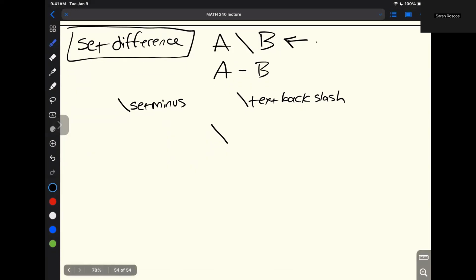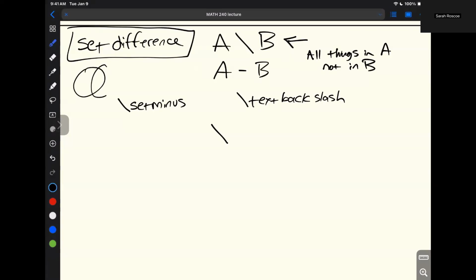And so if we were looking at the difference of A and B, A minus B, then what we're going to get is all things in A that aren't also in B. So in Venn diagram land, this is A and this is B. We want all the things in A, but we don't want the things that are also in B. I just erased the actual diagram. So we choose all the stuff that's in A that's not also in B.